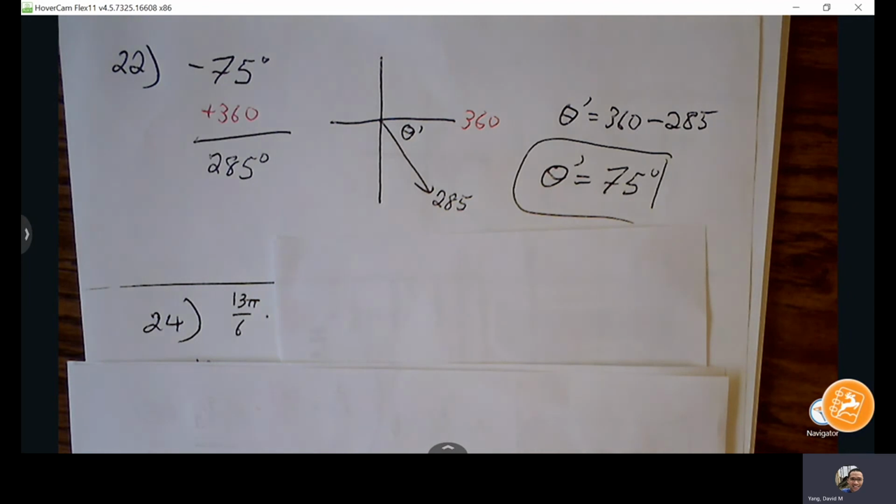If you don't recognize 13 pi over 6, feel free to convert it to a degree measure. You can do everything in degree measure and shift it back to radians if you'd like.